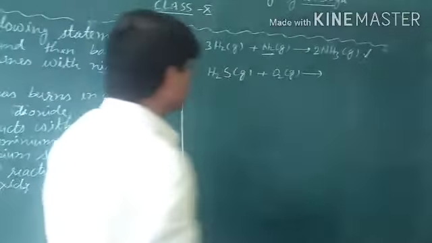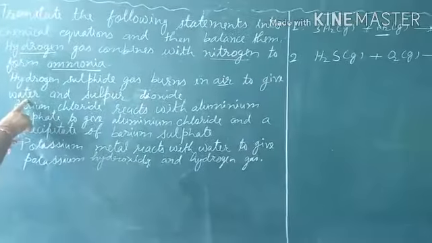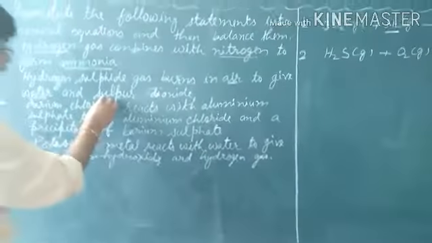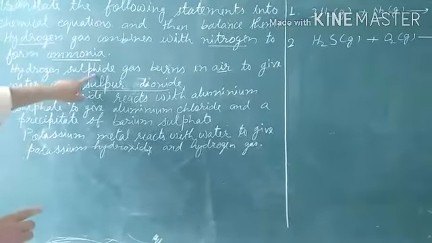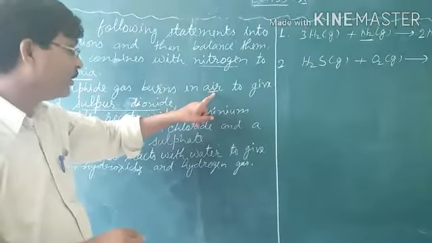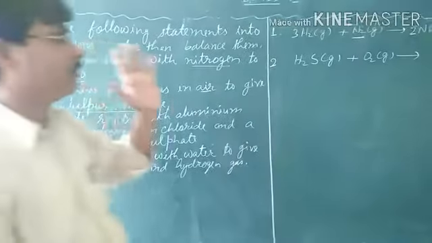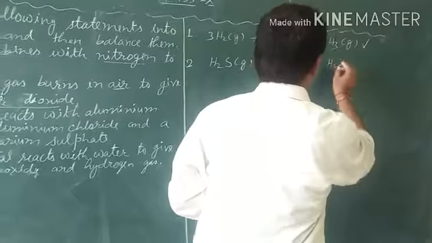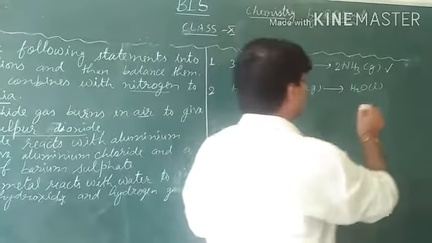So the products will be water and sulfur dioxide. Water and sulfur dioxide are products. Hydrogen sulfide is a reactant, burns in air, so O2 will be a reactant, and water and sulfur dioxide will be products. So on the product side we will write water, H2O. This is liquid, so I will write l in the bracket for H2O.